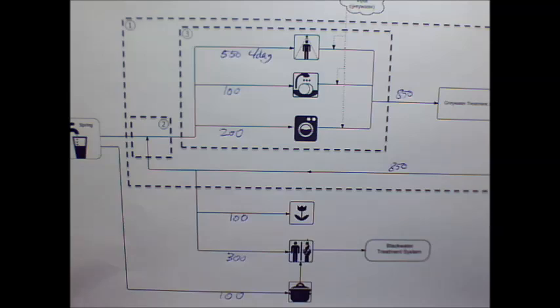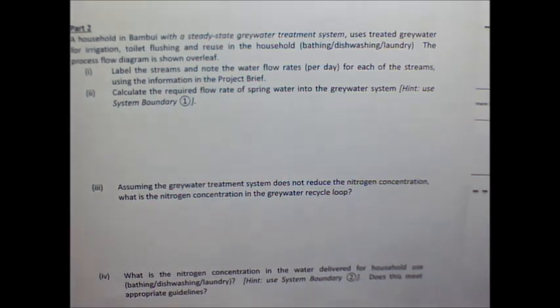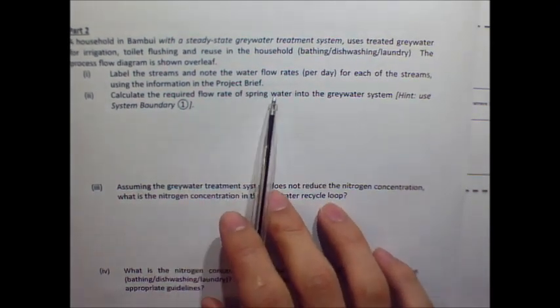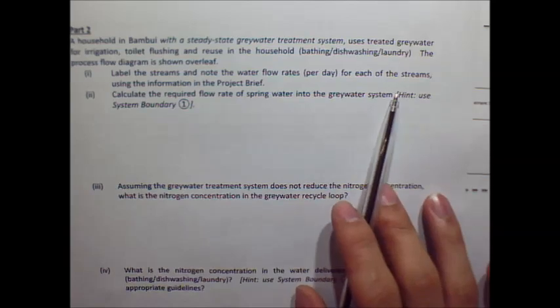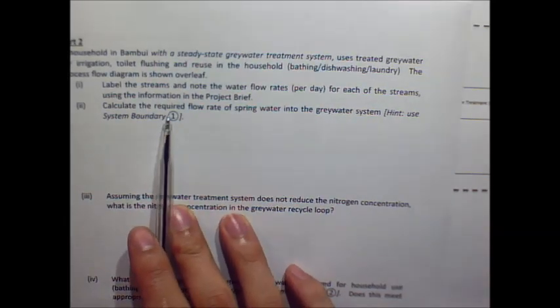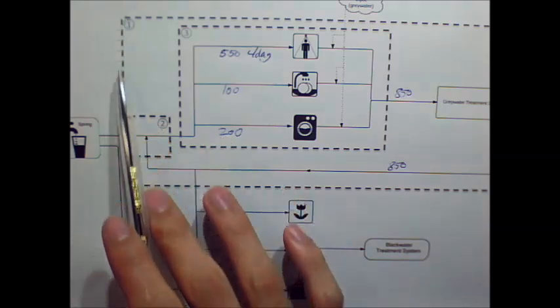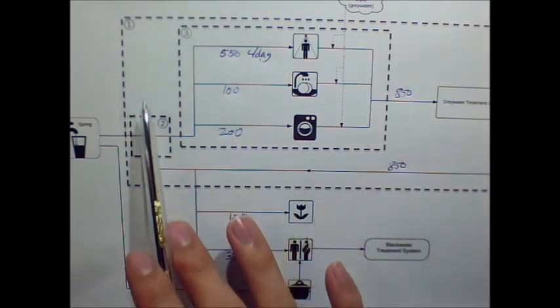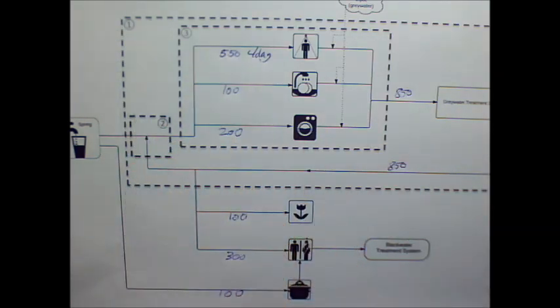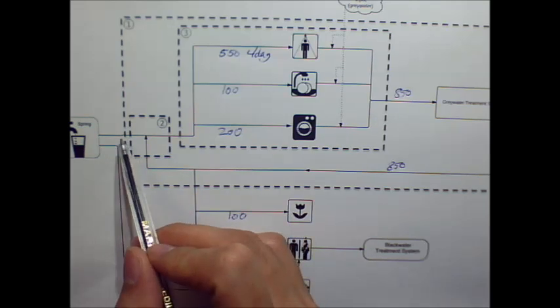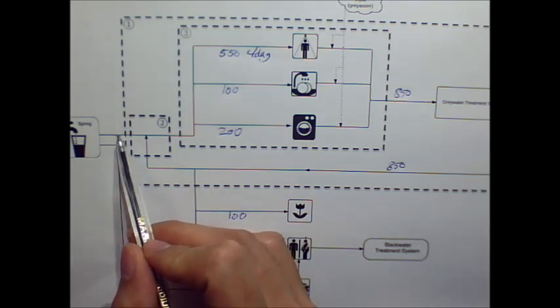Okay, so let's go and have a look at question 2. In question 2, we're asking you, what is the flow rate of spring water into the grey water system? And we've already drawn in the system boundary again for you, just to make things easier. So that's system boundary 1, which is the big one. And we're asking you, how much spring water is coming in at this point here? That's what we're trying to find.